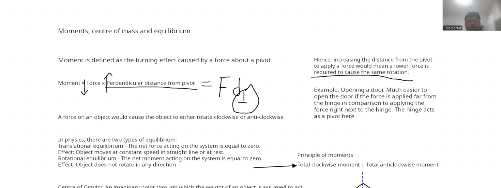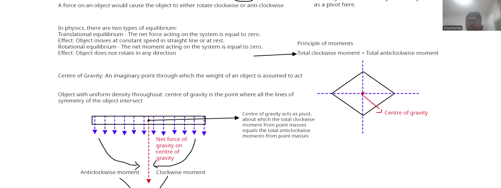Now let's look at equilibrium. In physics, there are two types of equilibrium. Translational equilibrium, and this is the one that you have normally heard about, which is basically the net force acting on the system is equal to zero. And the effect of this is that the object moves at a constant speed in a straight line or is at rest. This is basically hinting at Newton's first law.